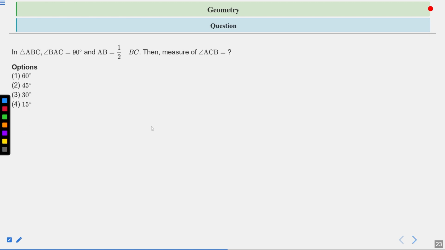In a triangle ABC, angle BAC equals 90 degree and AB equals half of BC. Then find the measure of angle ACB. This was asked in the FCI Assistant Grade 3 exam in 2012. So there are four options. First one is 60 degree, second is 45 degree, third one is 30 degree, and fourth one is 15 degree. Now you have 10 seconds to analyze the question. Your time starts now.